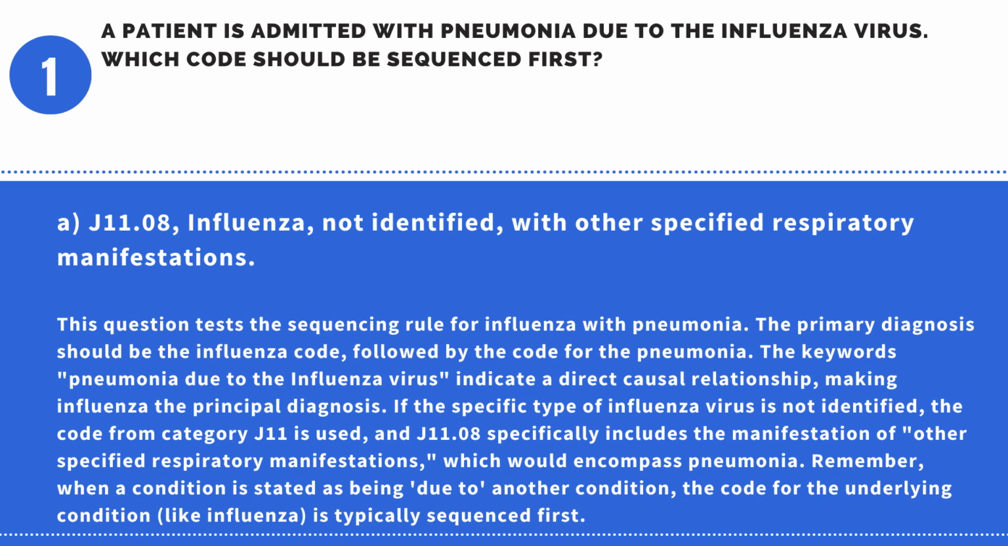This question tests the sequencing rule for influenza with pneumonia. The primary diagnosis should be the influenza code, followed by the code for the pneumonia. The keywords pneumonia due to the influenza virus indicate a direct causal relationship, making influenza the principal diagnosis. If the specific type of influenza virus is not identified, the code from category J11 is used, and J11.08 specifically includes the manifestation of other specified respiratory manifestations, which would encompass pneumonia. Remember, when a condition is stated as being due to another condition, the code for the underlying condition, like influenza, is typically sequenced first.